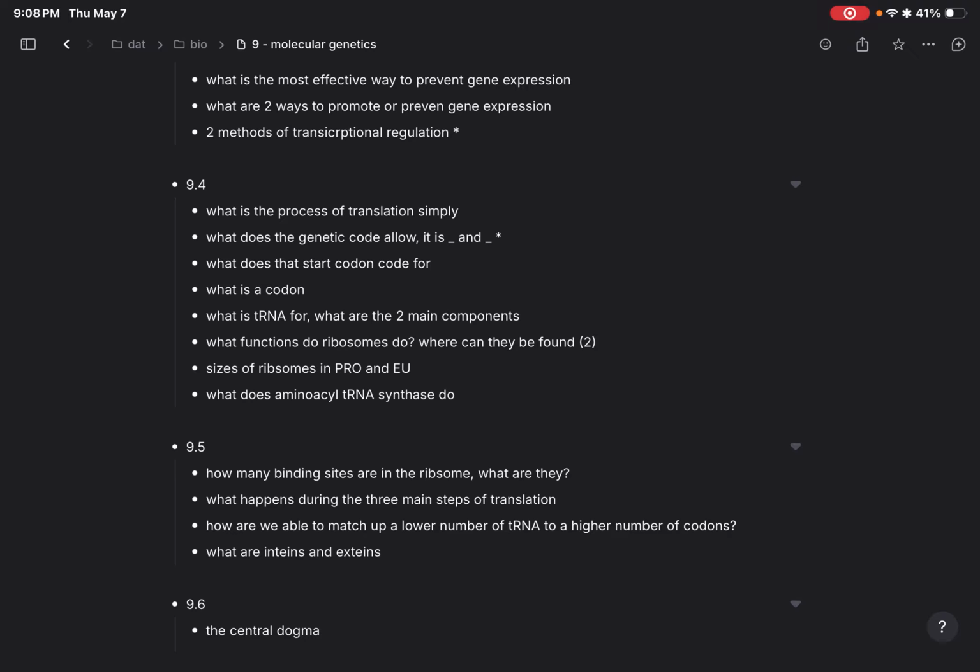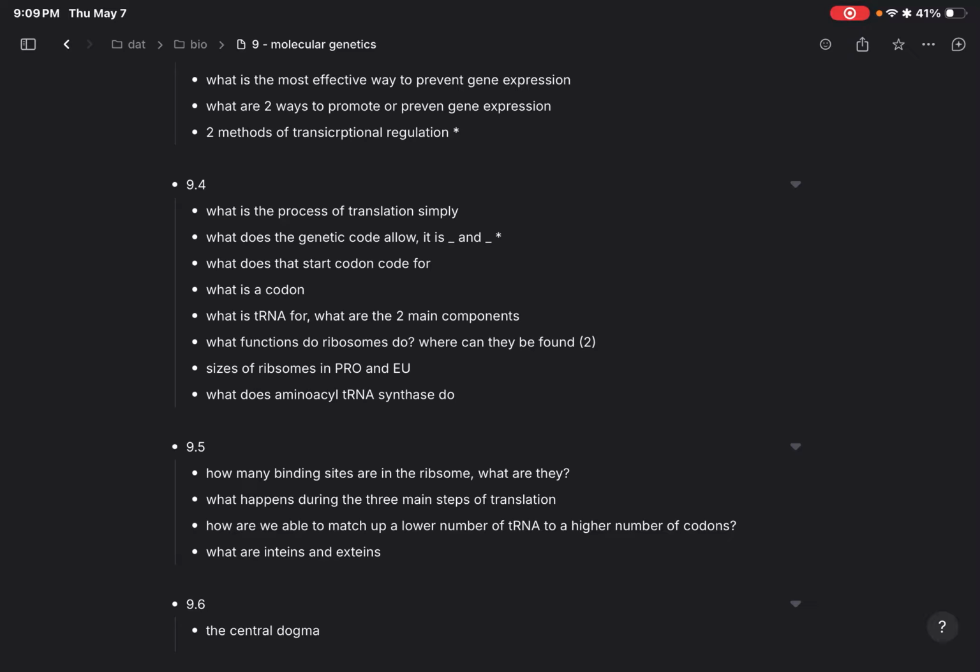So what function do ribosomes do? Where can they be found? They can be found on the ER, the rough endoplasmic reticulum. What function do ribosomes do? Well, they just make proteins. That's the main thing, that's their job. They make proteins, protein synthesis.